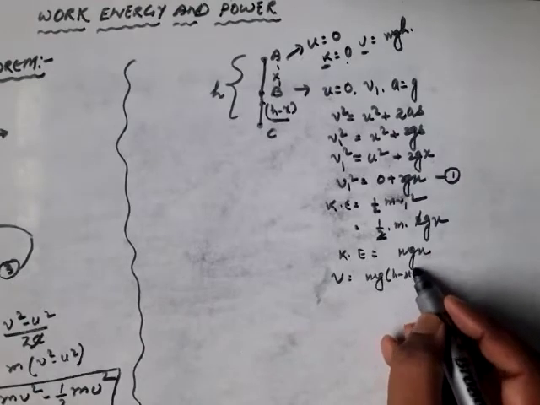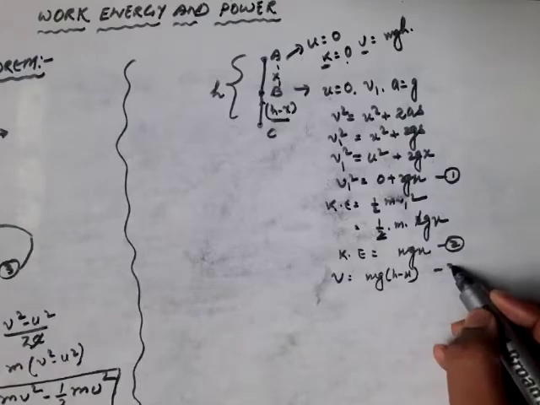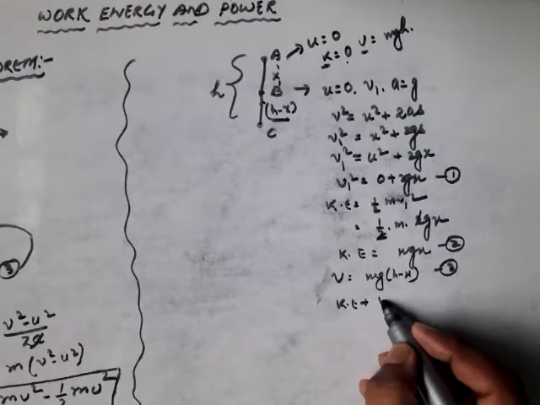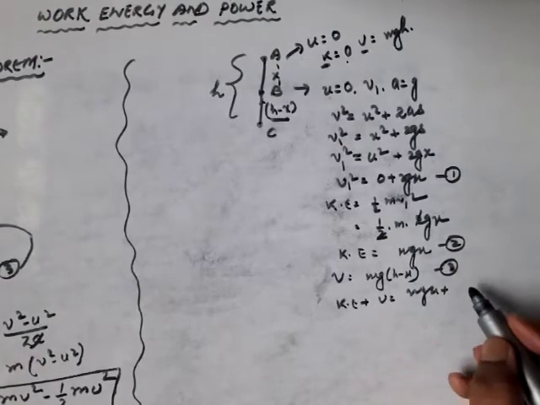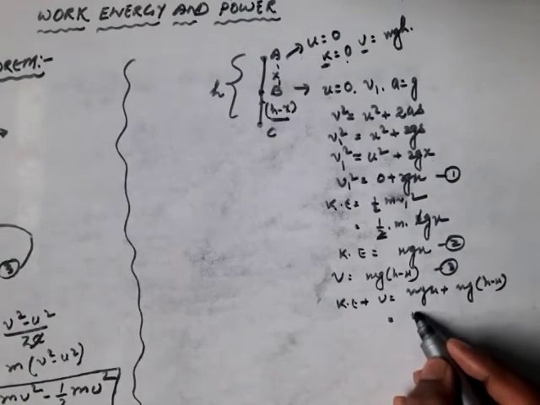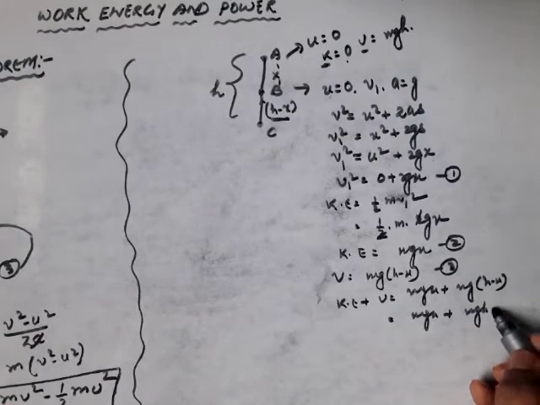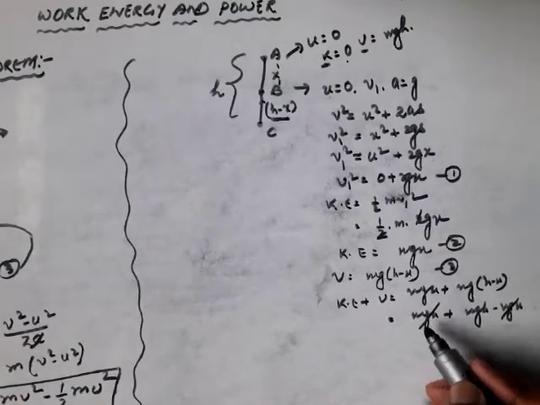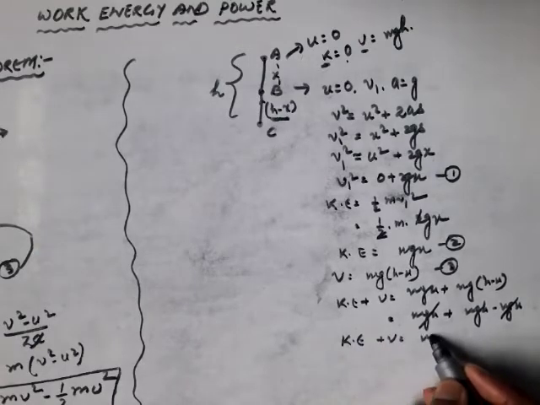mg(h minus x). If you write equations 2 and 3 and add them, kinetic energy plus potential energy is equal to what? Kinetic energy is mgx, plus this will be mg(h minus x). Just add it: mgx plus mgh minus mgx. Okay, this is h, this is x. This will cancel out. So the sum total of energy we are getting here is equal to mgh.